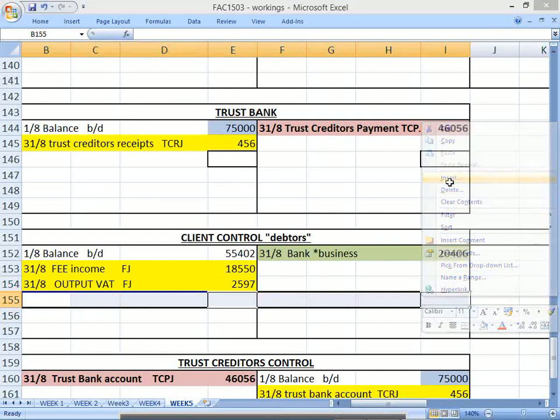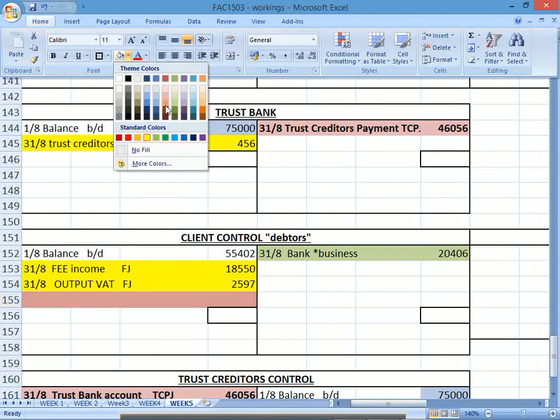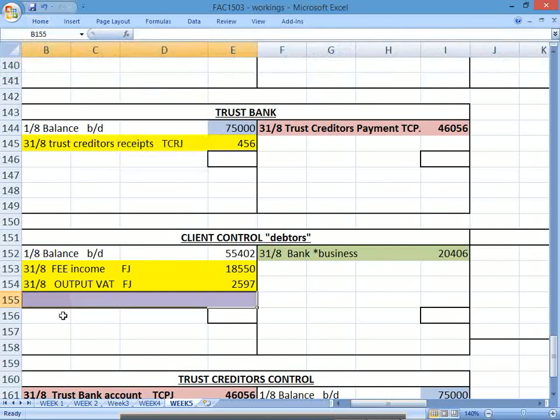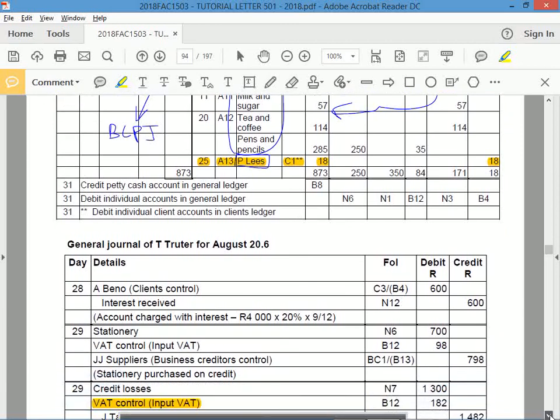we're going to record petty cash journal 18. Right, then you've got a note about the interest.